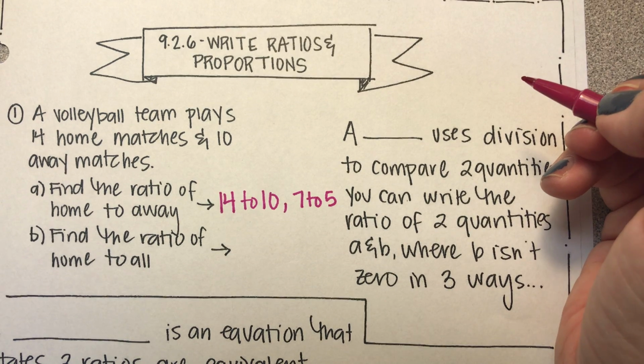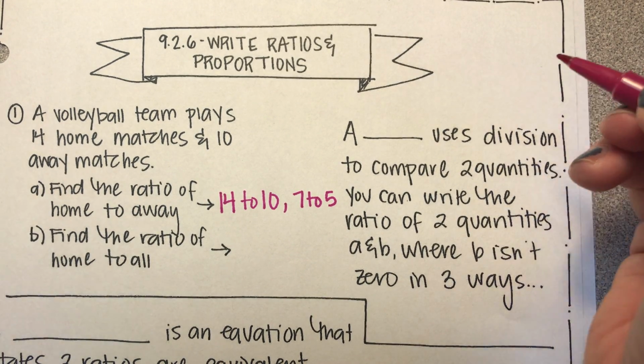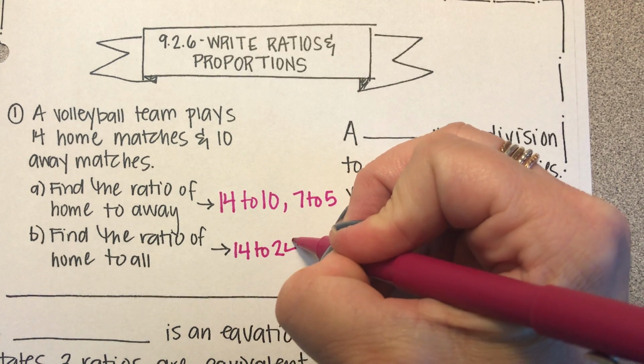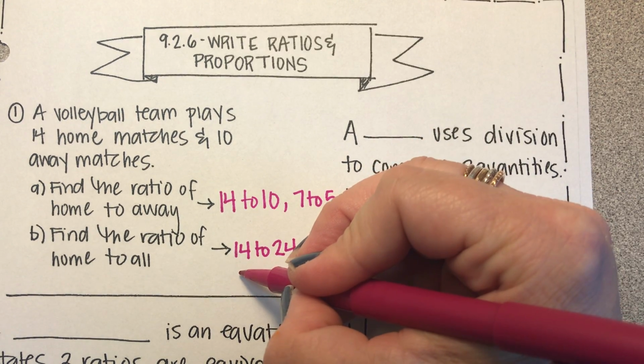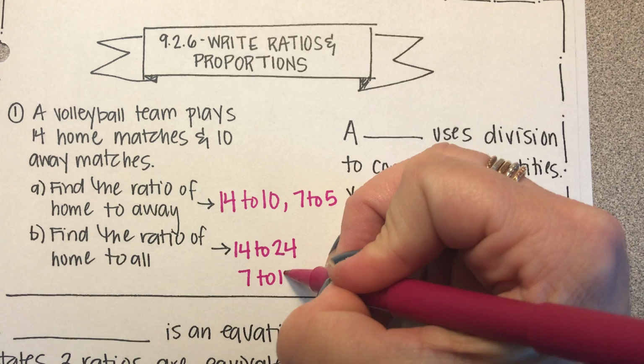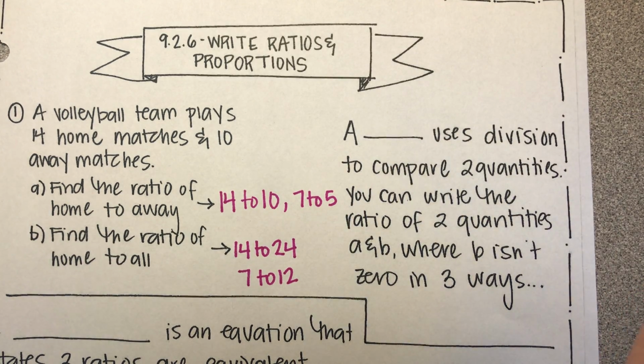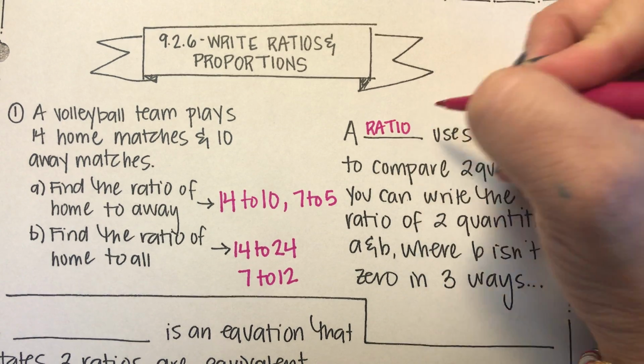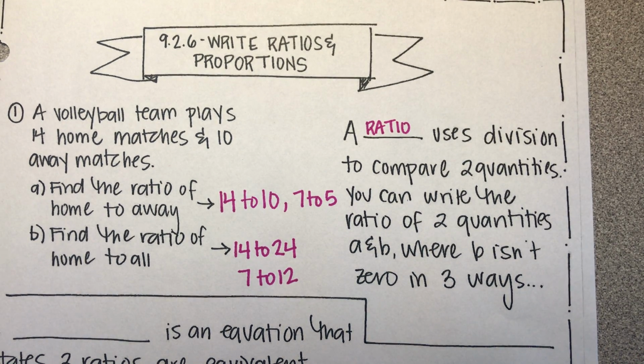Okay, and then it says find the ratio of home to all. So they played 14 home games, but 24 games in all. And we can simplify that as 7 to 12. Okay, so this is a ratio, and it is using division to compare two quantities, right? We used division to compare home to away.